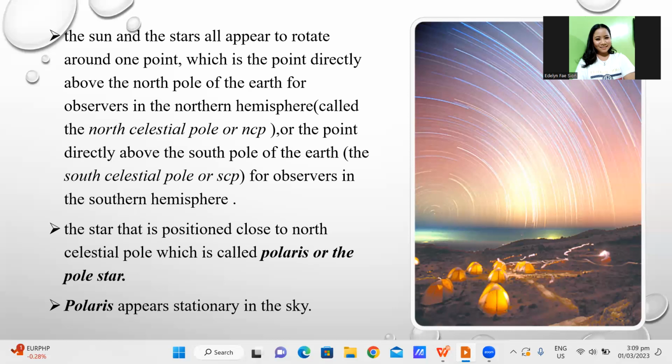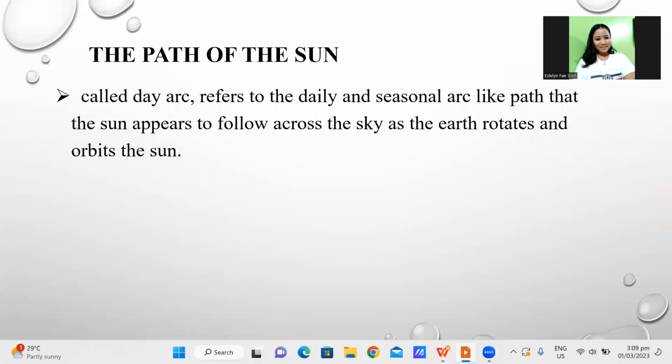So we proceed now to the path of the sun. The path of the sun, or the sun path, sometimes called the day arc, refers to the daily and seasonal arc-like path that the sun appears to follow across the sky as the Earth rotates and orbits the sun. So itong sun path, nakaka-apekto siya sa length of daytime that we experience, or the amount of daylight received along a certain latitude during the given season. So kaya may Earth seasons na tinatawag.